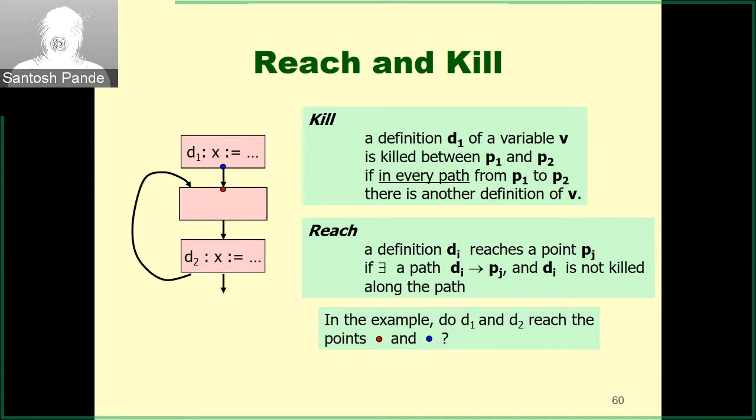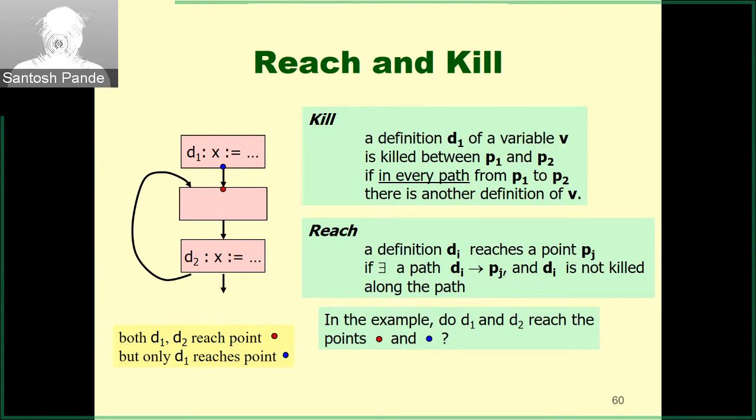They can reach, and after that, the next condition to be checked is, do we have any kill along all the paths, or at least one path they are allowed to just proceed? You can see that after D1 starts, it is not redefined, so it reaches red dot. After D2 starts again, it is not redefined, and therefore it reaches the red dot. So for red dot, both D1 and D2 reach. In case of blue dot, however, only D1 reaches, and those are the answers.